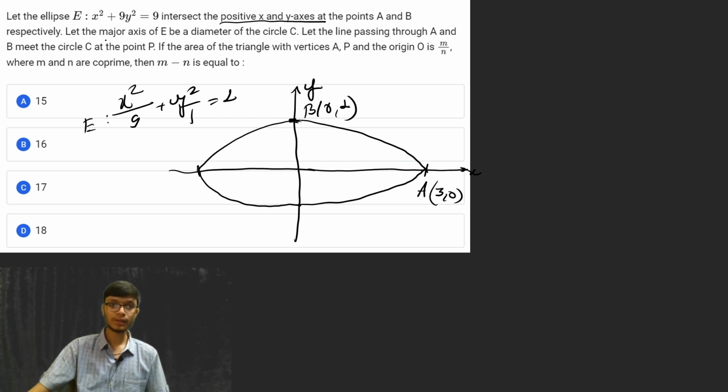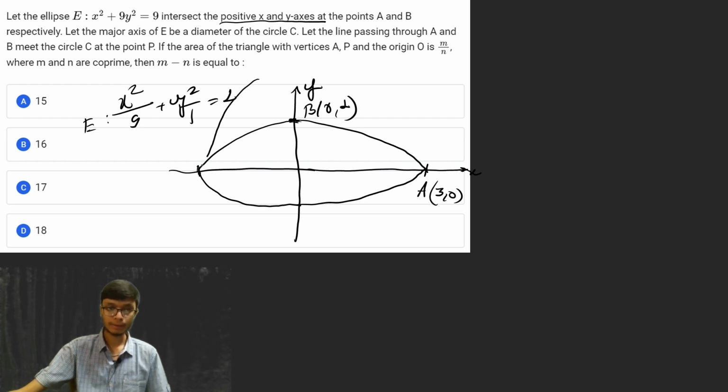And it is saying that a circle is drawn with the major axis of the ellipse as its diameter. Then the line passing through A and B meets the circle at point P. If the area of the triangle with vertices A, P and origin O is m by n, then what are the values of m and n, where m and n are co-prime numbers?